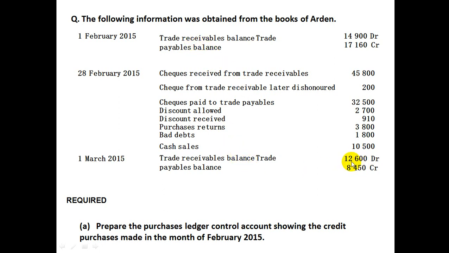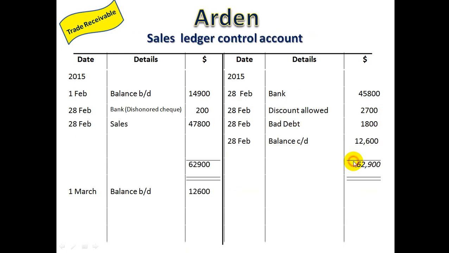Trade receivable ending balance will also be mentioned by us, and that is how we can determine the amount of sales which is not given in the question. Opening balance debit comes here. Checks received from customer, because it is decreasing the trade receivable, will come here. Discount allowed and bad debt are decreasing the trade receivable. Checks dishonored will come in the debit side.